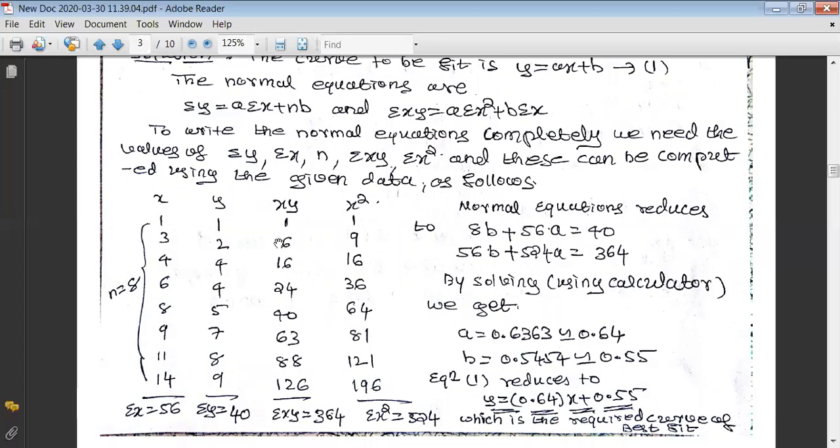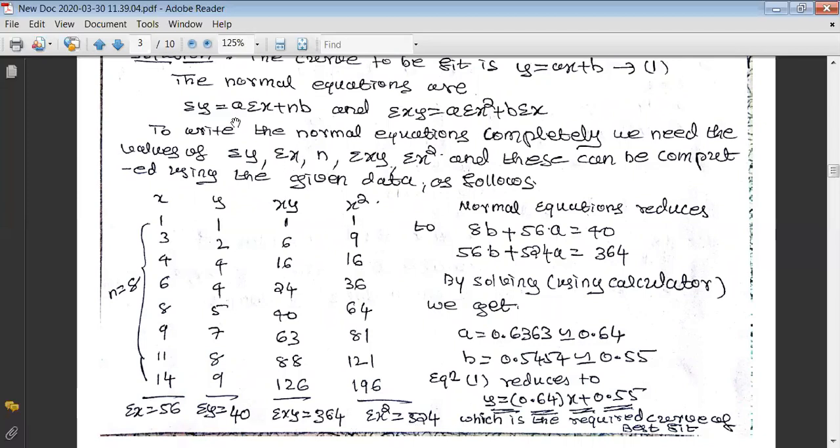First, you write x, y, xy, and x square. Once you compute these things, for this problem, we find that summation x is 56, summation y is 40, summation xy is 356, summation x square is 524.